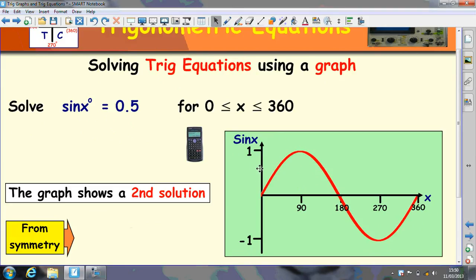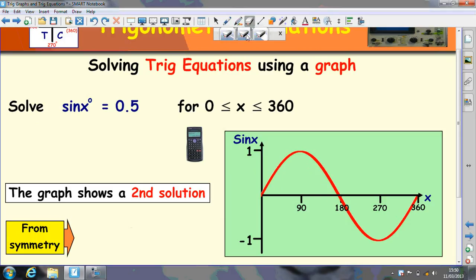Now a half is here on the graph if you look at where my pointer is. So if you go along to the graph and down, this is one of the solutions there roughly, and you can see there's a second solution just over here. If you go down, it should be around about there between 90 and 180.